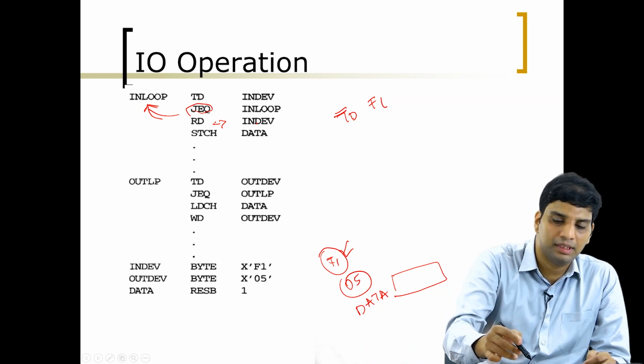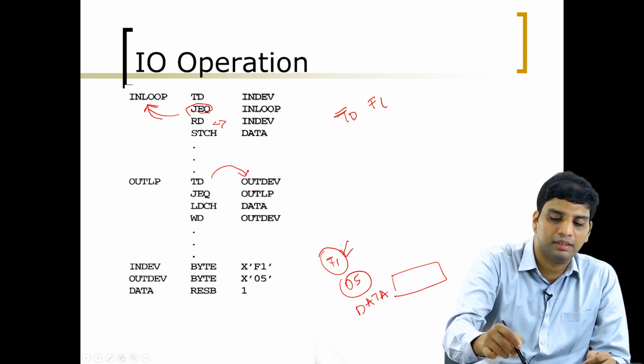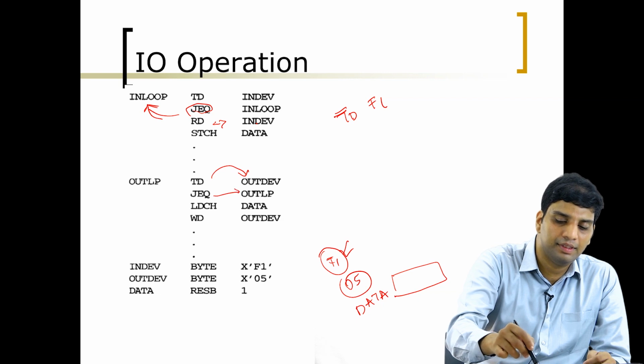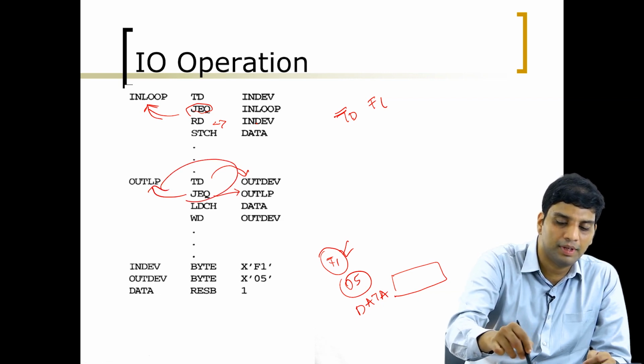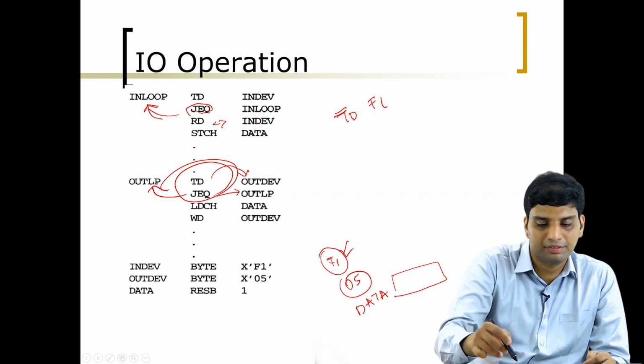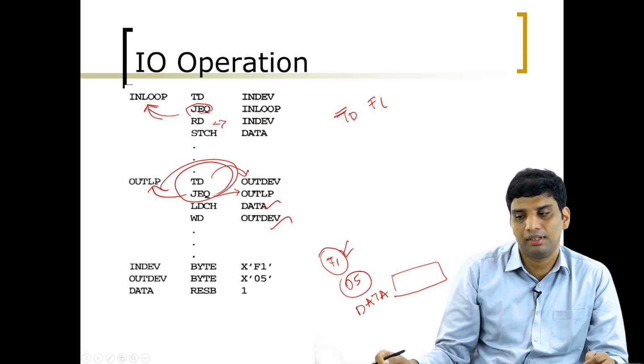Next, the output device. I am testing the output device, and I am checking whether the device is free or not. If the device is not free, again I will go to the output device test. This loop will be continued again and again. If it is free, I will load the data and write it to the output device. Clear?